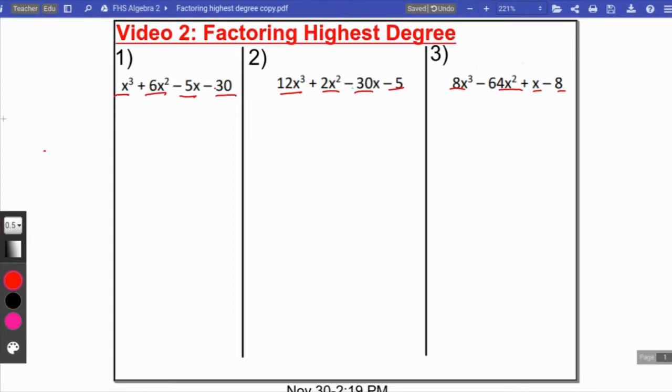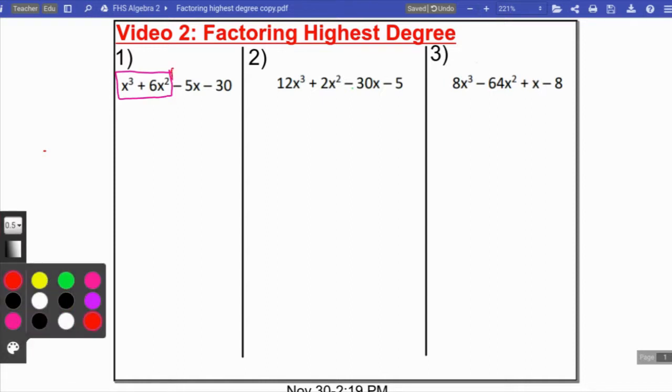So what we're going to do is very simple. We are going to do it by grouping. Let me erase this real fast. You're going to group these two terms together. I suggest you look for numbers that can go into both. I will group this right here because I can find some common numbers, and also I can group this as well.